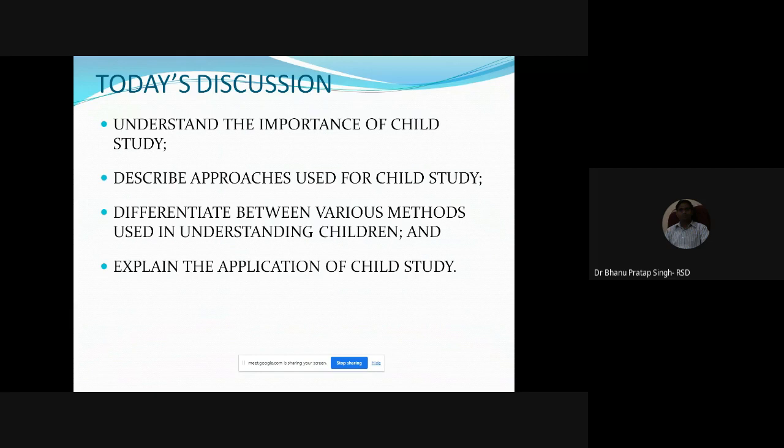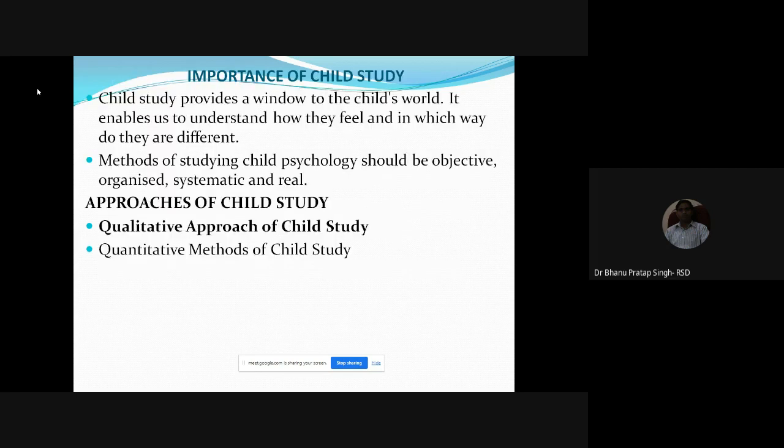So in this particular unit, we will learn the importance of child study and what are the approaches used for child study. Even what is the difference between various methods used in understanding the children, and what are the applications of child study. Very quickly, the importance of child study.